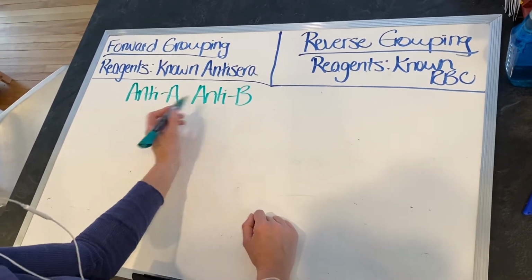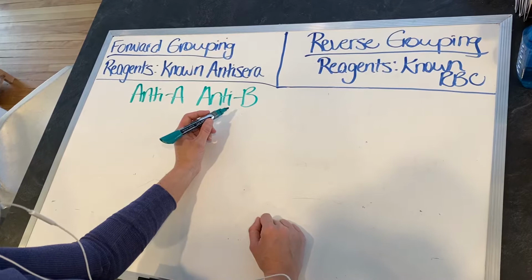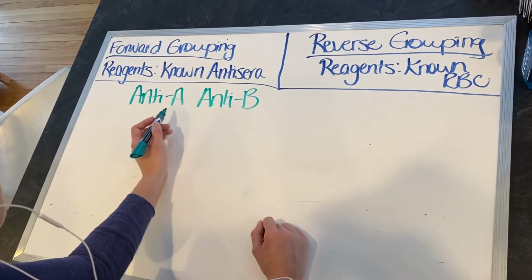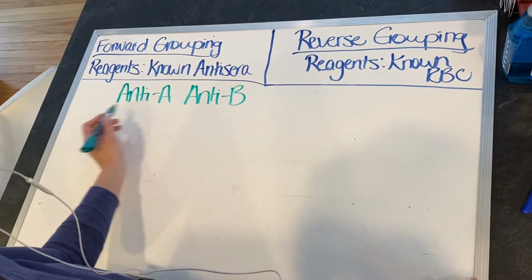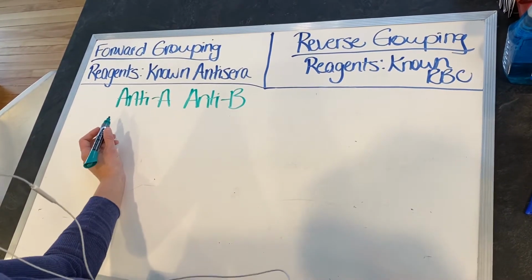We can also use anti-AB, which is a third one that contains both anti-A and anti-B in it, and it's just a confirmatory test. But we don't use that every time, so I won't bother just for this quick explanation.